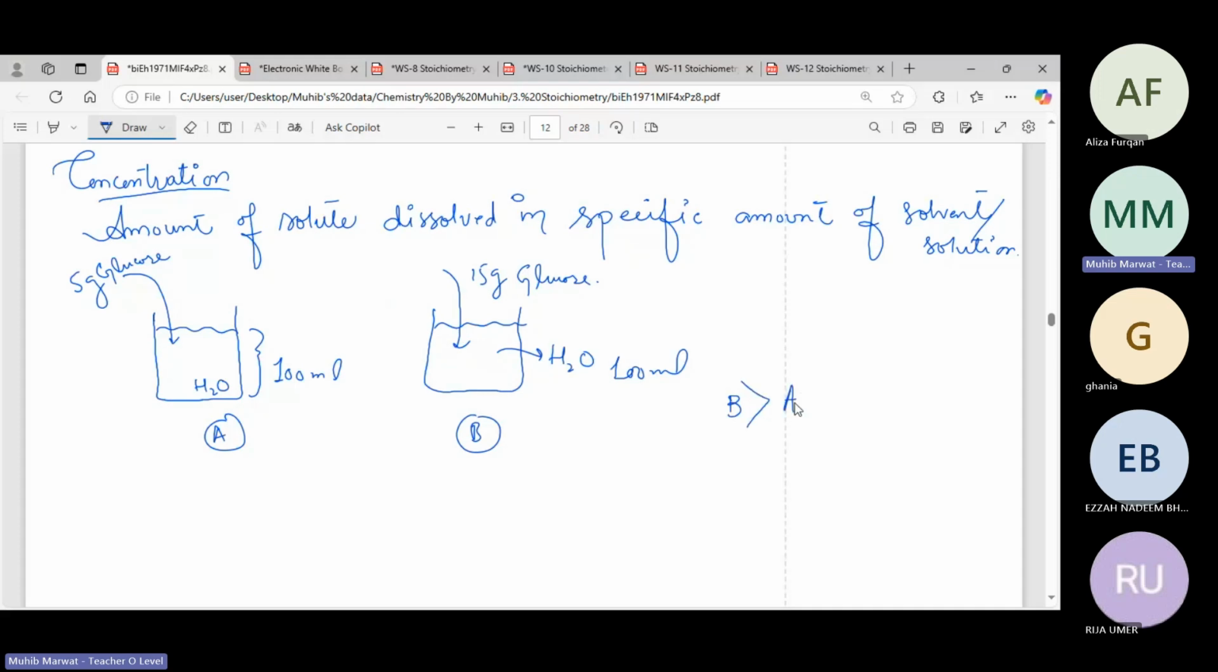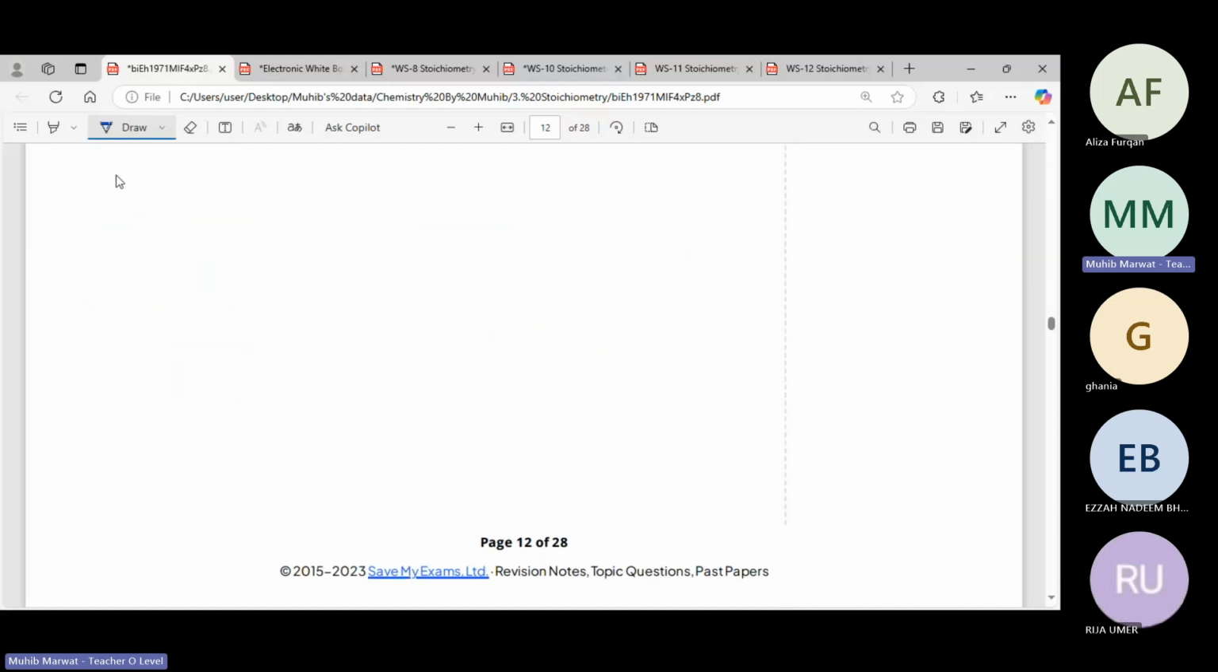So we can say that the concentration of B is greater as compared to the concentration of solution A. In other words, the amount of solute dissolved in a specific amount of solvent is greater in solution B as compared to solution A. It's clear? So this is called concentration. Now in chemistry, in our syllabus, we are going to represent concentration either in grams per dm cube or moles per dm cube, right?